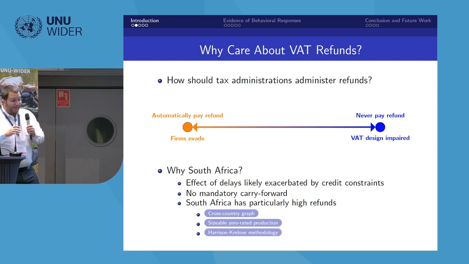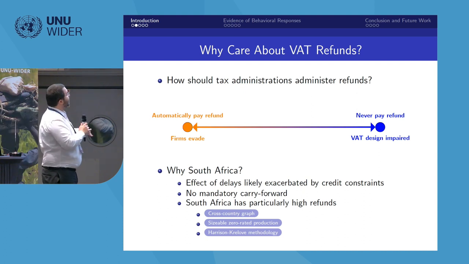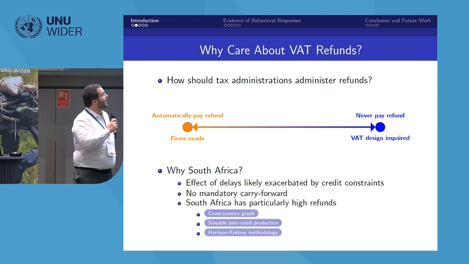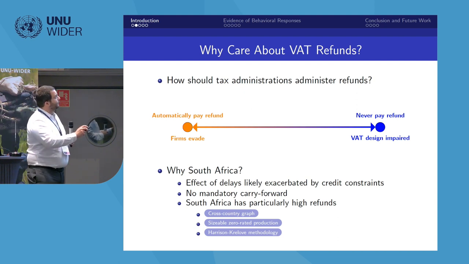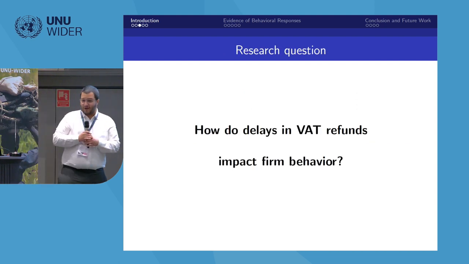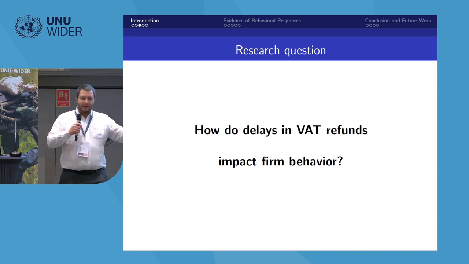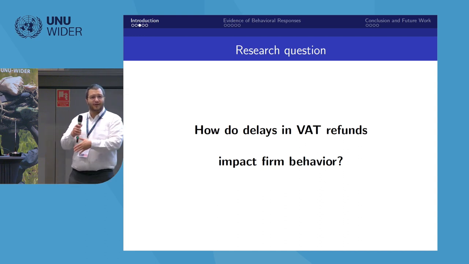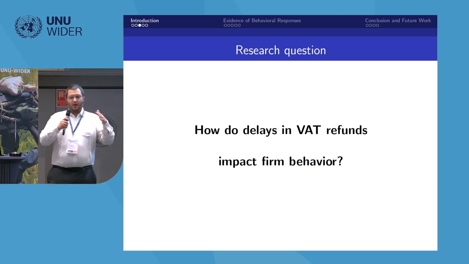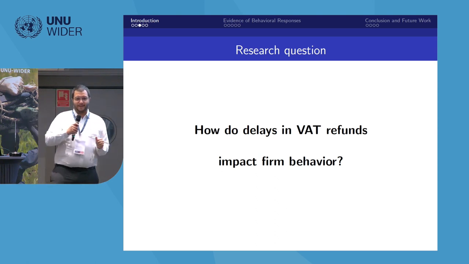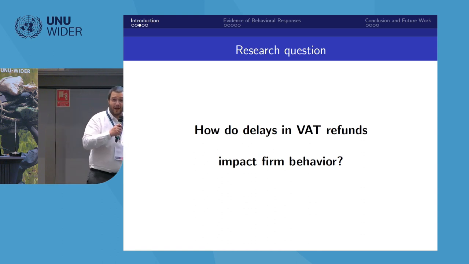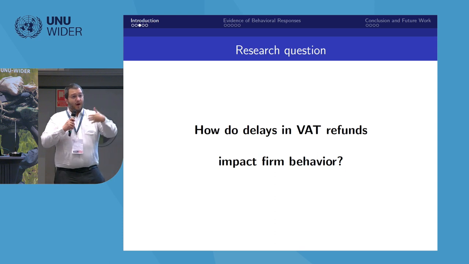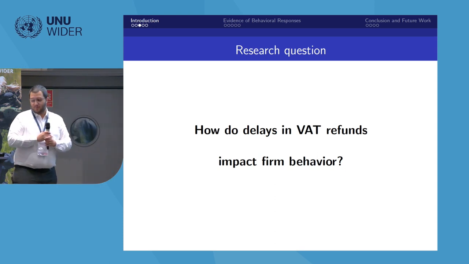And South Africa is a particularly interesting institutional setting, but let me not linger on that, because the point of this study is to look at this end of the spectrum, right? And ask, okay, so clearly there are good reasons why revenue agencies are going to want to not go too fast with these refunds, but what happens when firms experience delays? What happens to the behavior of these firms going forward?